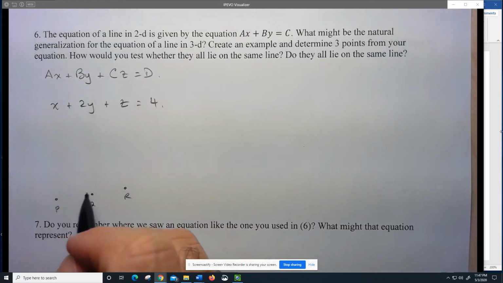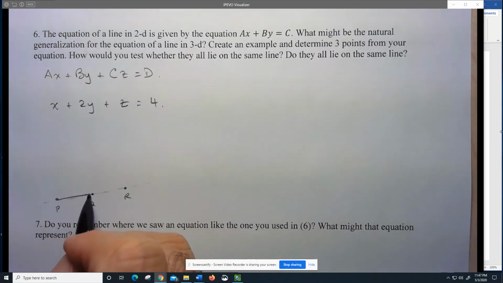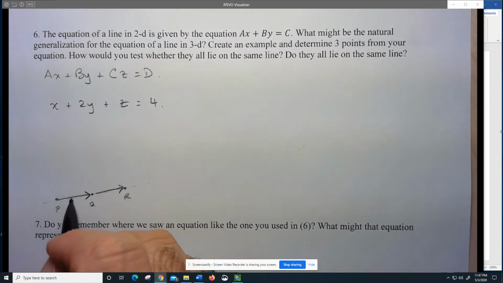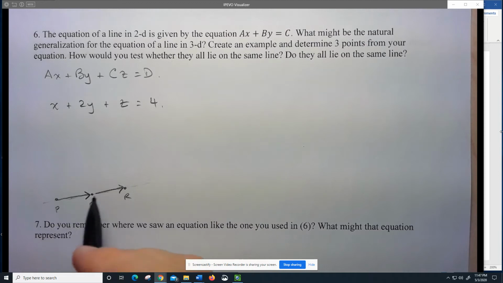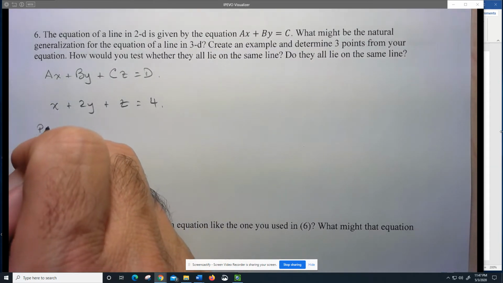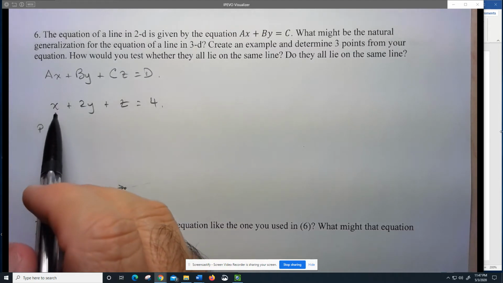Well, if they were all along the same line, then what we could do is take the vector PQ and the vector QR, and those 2 vectors should be collinear, or parallel to each other. So let's see what happens. So let's pick 3 points. So let's say point P. So let's pick something easy here.